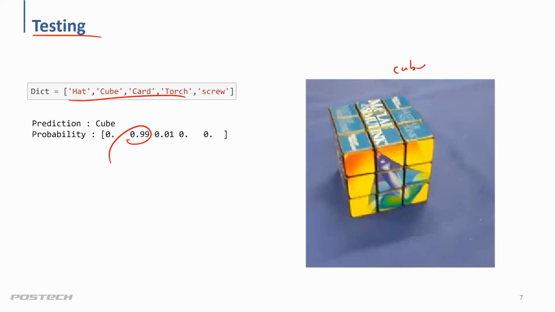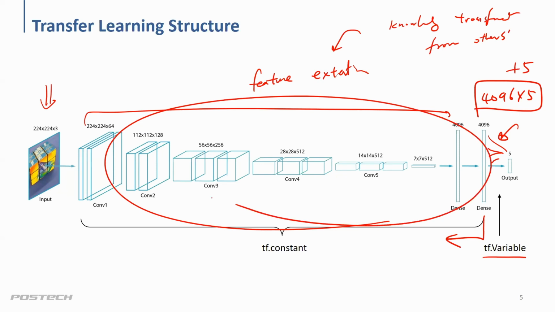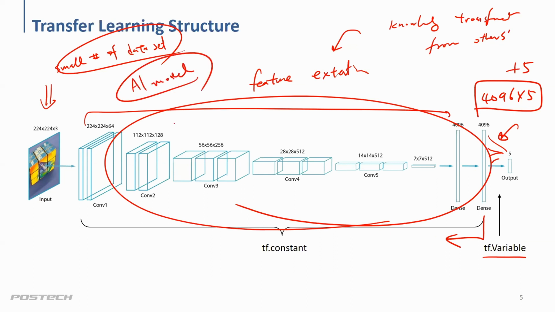Again, it's one of the biggest advantages of using transfer learning. We're going to use the knowledge that we already have, so we don't need too much data set to train this part. If we have a small number of data set, think about transfer learning. Probably that will be the most convenient and effective way of training your models and establishing your AI models. Okay. Any questions on transfer learning before I move to the lab, the Jupyter notebook?